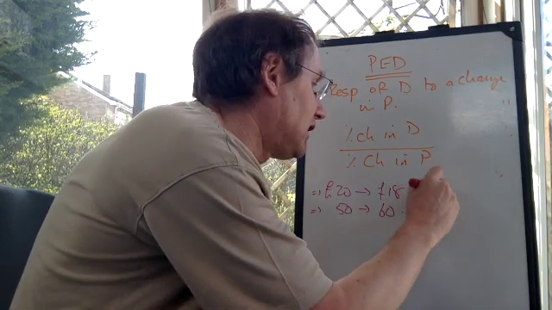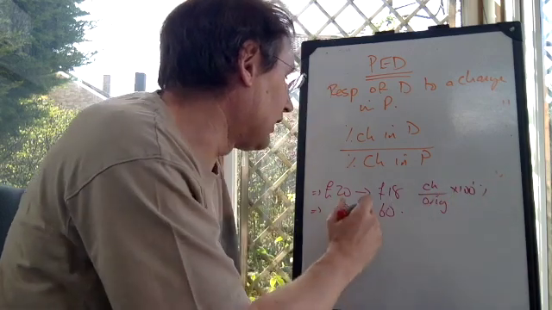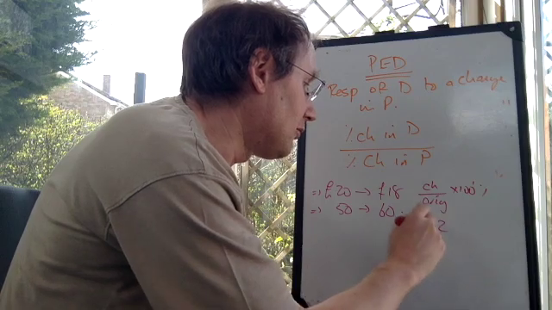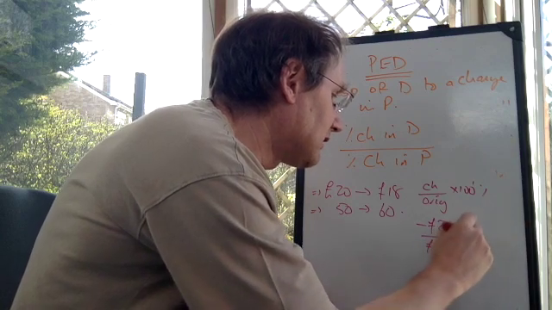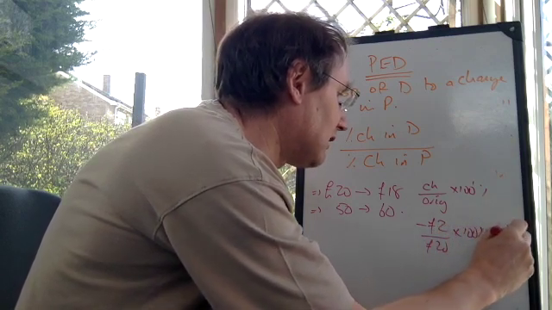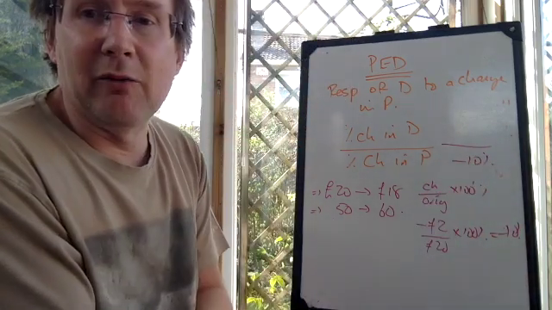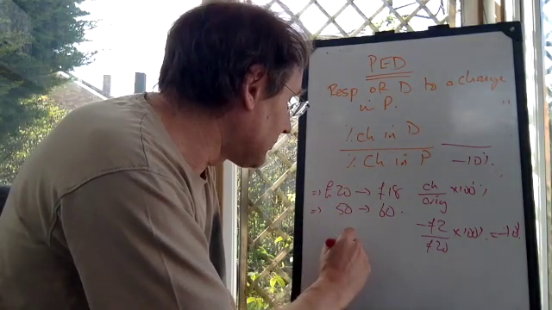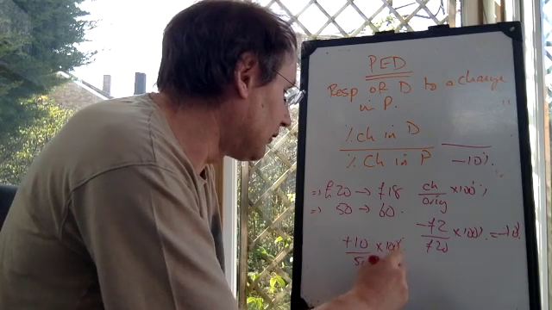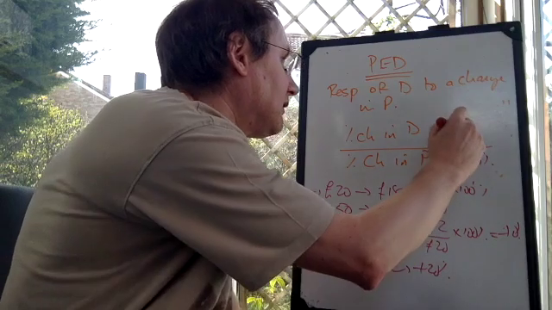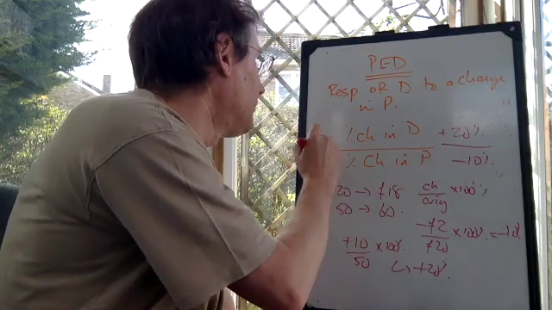To do that, we take the change, divide it by the original and times by 100%. For price, the change is minus 2. It's gone down by 2, from 20 to 18. The original was 20, times 100. That gives us minus 10%, so price has fallen by 10%. We then compare that with the change in demand. Demand has gone up by 10, from 50 to 60, from an original 50. Multiply that by 100 and you get plus 20%. What that tells us is that price elasticity of demand is minus 2.